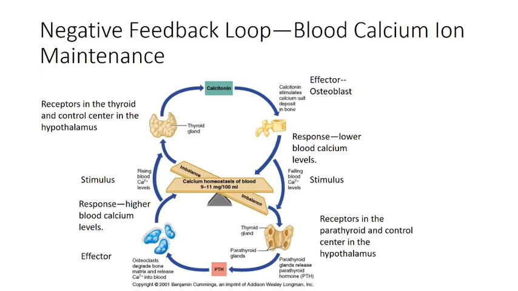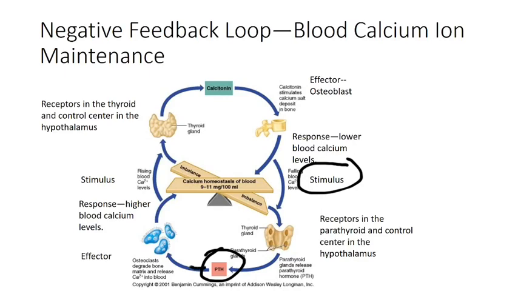We're going to look at one more quick example of a negative feedback loop in your body, and this is the loop that helps to regulate the amount of calcium ions in your blood. For example, there might be a stimulus in which your blood calcium levels start to drop. That stimulus is going to be picked up by receptors in the parathyroid gland, which is in your throat, near your thyroid. It's going to be relayed to control centers in your hypothalamus. That's going to trigger the parathyroid gland to release a hormone into the blood called parathyroid hormone.